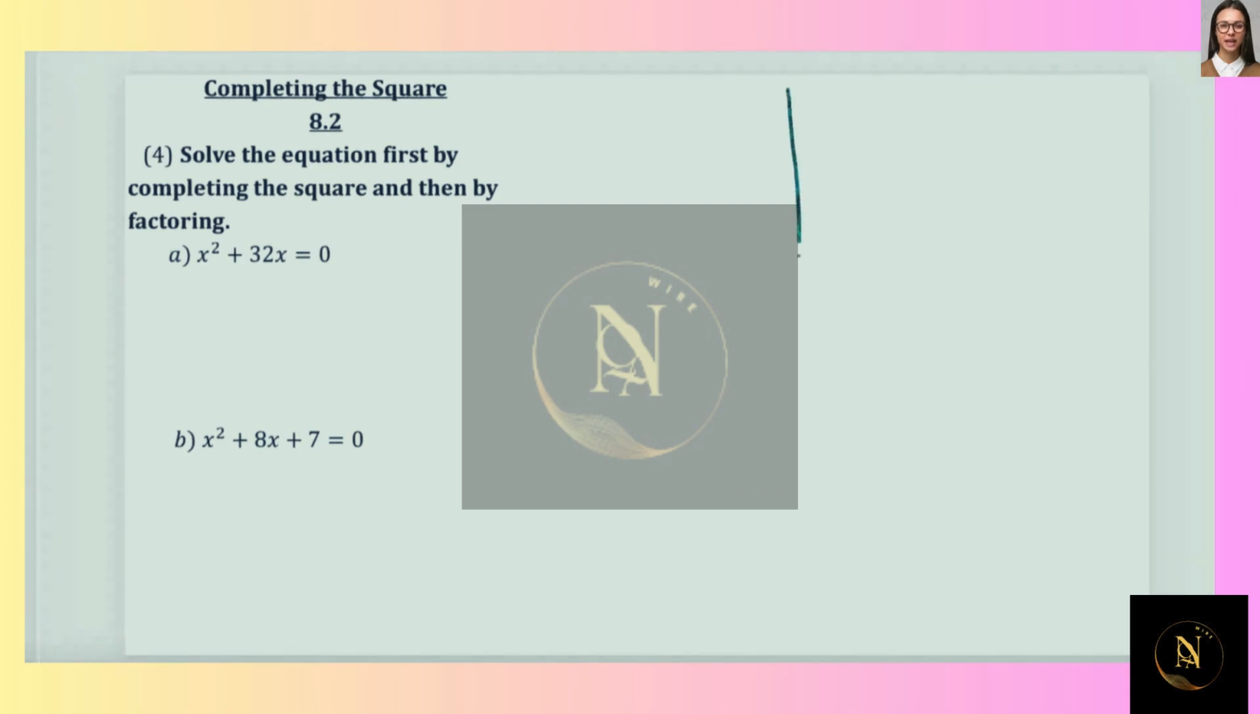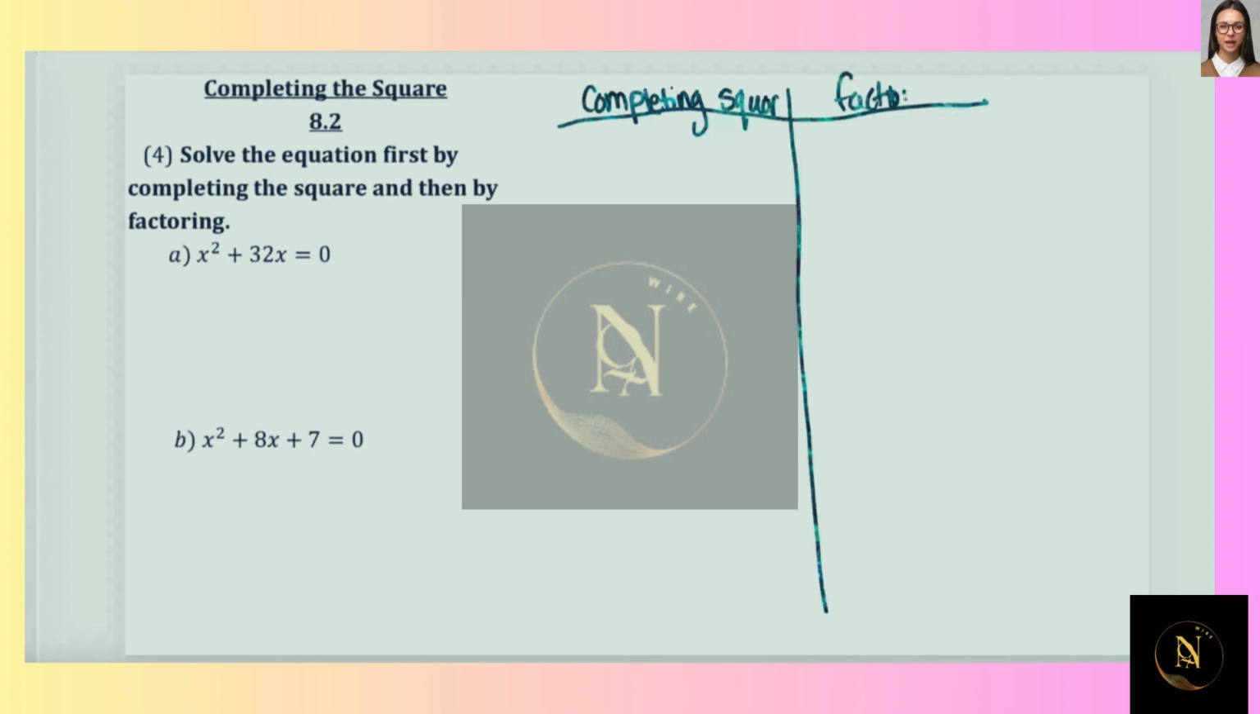Solve the equation first by completing the square and then solve via factoring. So I'm going to just split this up into two sections: completing the square and then factoring. I like factoring in most instances. So I have x squared plus 32x equals 0.